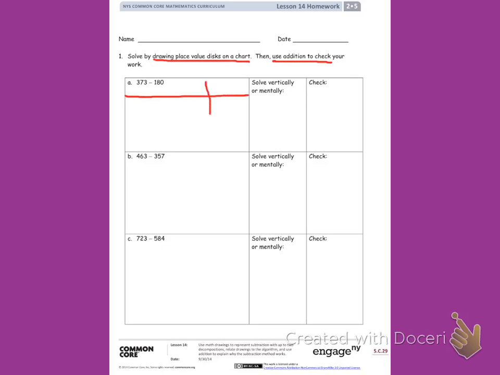I'll label the columns ones, tens, hundreds. And in the second box, I'll go ahead and write the problem vertically. 373 minus 180. Now I know it says that I can solve mentally, but I like for my teacher to be able to see how I solve the problem.